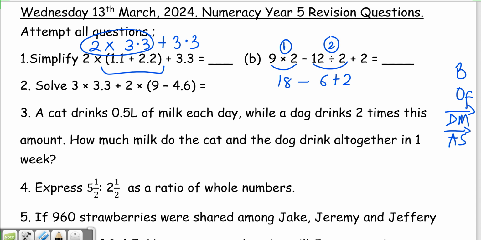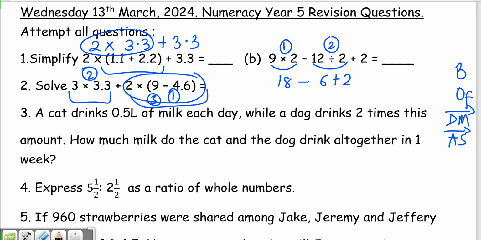So for number 2, bracket comes first. Then after then, we'll do our multiplication 2. Then this is another multiplication 3. Then once we are done, we'll now add our answer here plus the answer we get here to get our final answer. Now quickly to number 3.